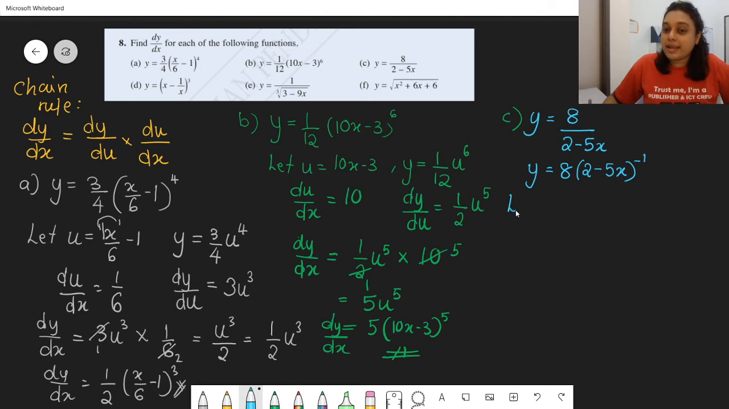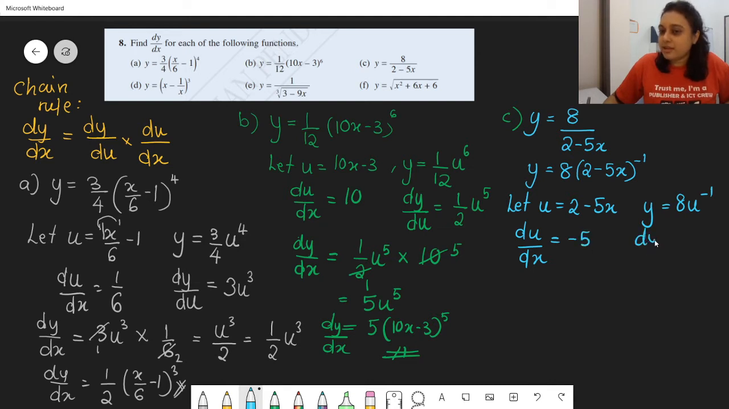Now you can let your u be the one inside the bracket. So your u is 2 minus 5x, and your y will be 8u to the power of negative 1. Now differentiate. So du dx, the first derivative, becomes negative 5. And dy du becomes negative 8u to the power of negative 2, because negative 1 times 8, and then negative 1 minus 1.